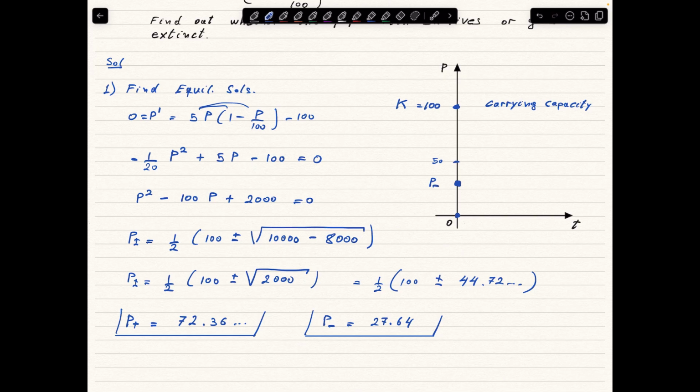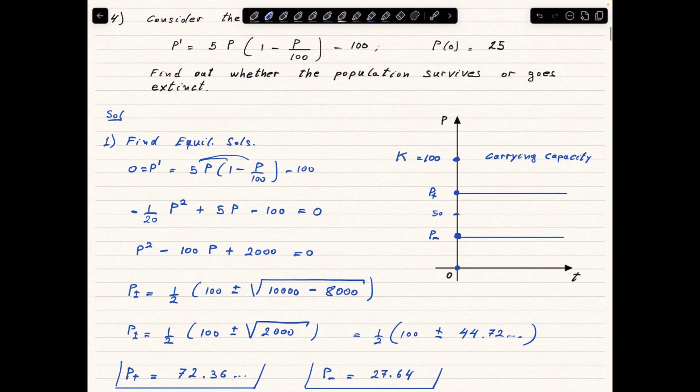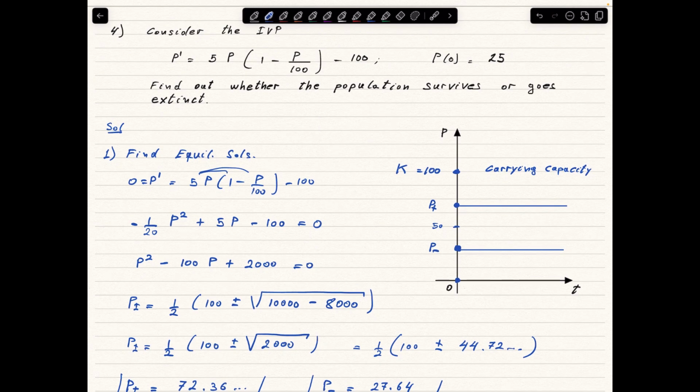And this is p minus. And then the other is a little bit below 75. 75 should be here, so a little bit below should be somewhere here. And this is p plus. Now these are equilibrium solutions, so now we know that the solutions here are like this as a function of time.